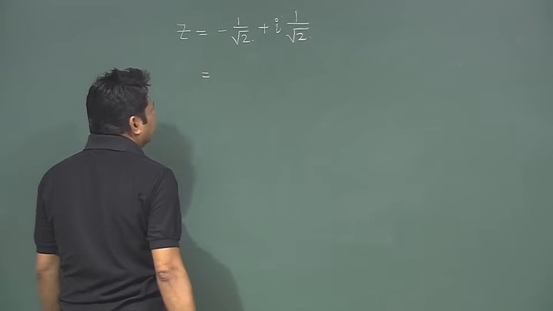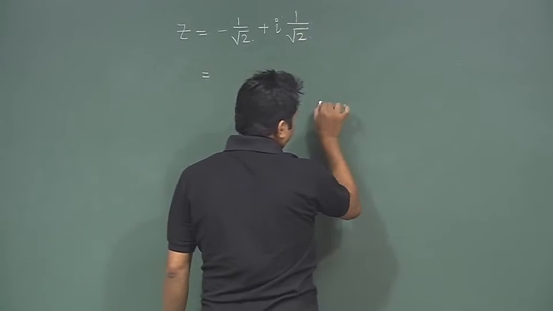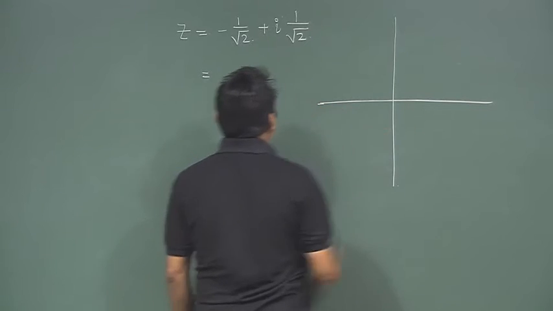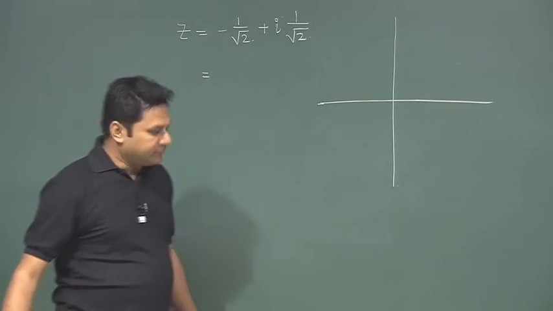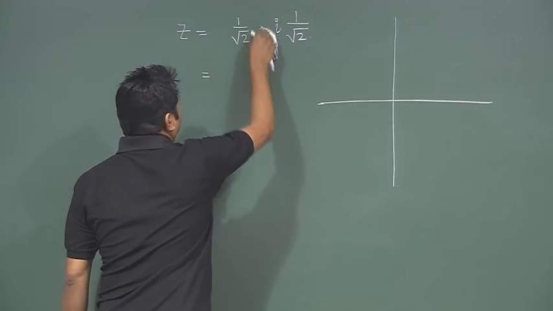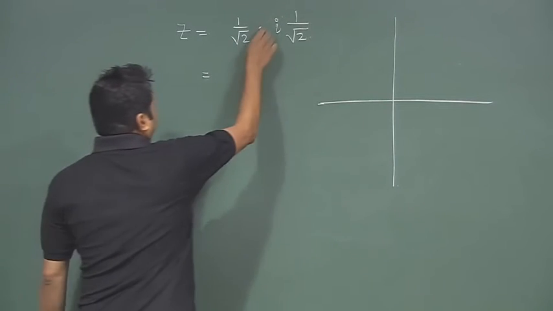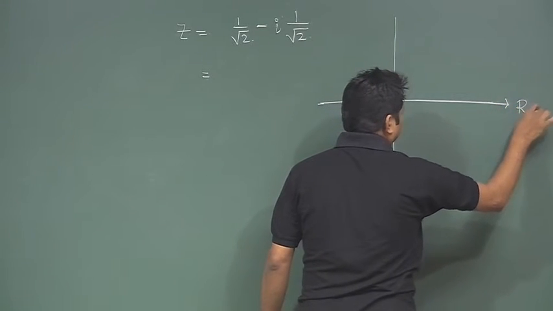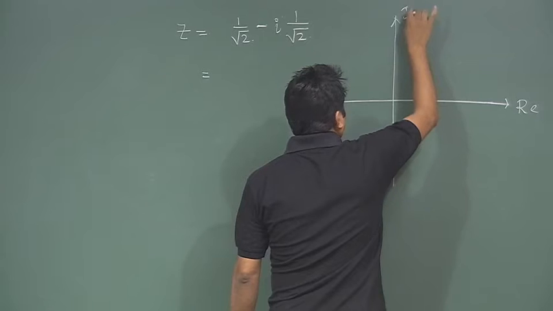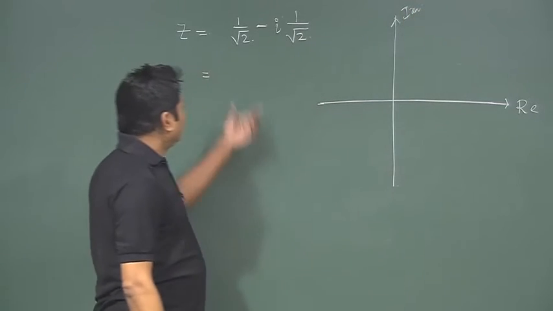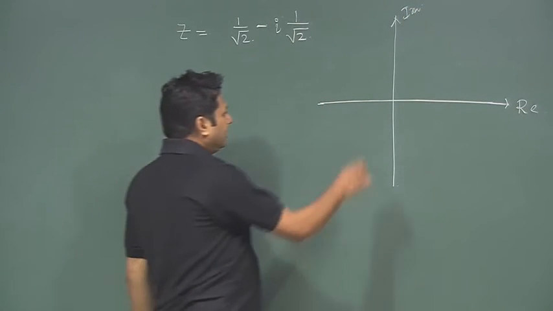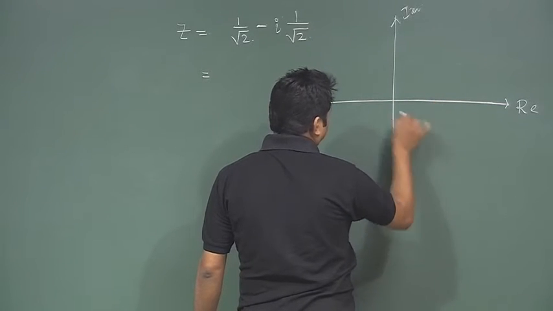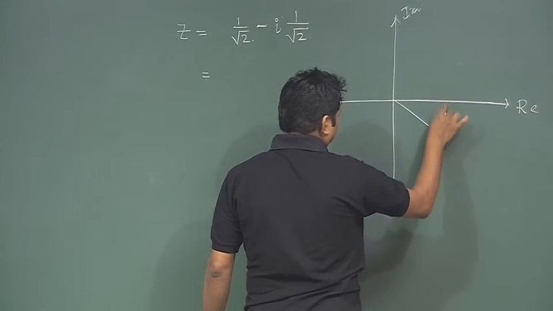You can readily figure out the point. Let me first figure out the point. Let me change slightly, it will be not this one, let me put minus, then it will be easier. So, this is my real axis, this is my imaginary axis. I want to locate this point, which is easy: I go along the real axis to 1 by root 2 and the same value I will go down. So, somewhere here, this is the point.